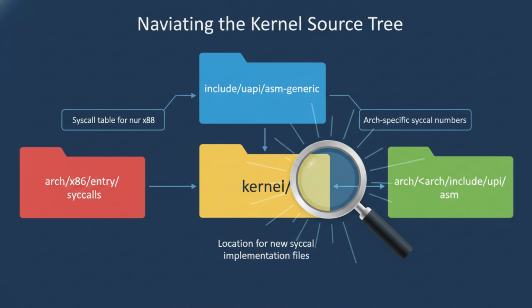The include/uapi/asm-generic directory holds generic system call numbers, while architecture-specific ones are in arch/arc/include/uapi/asm. The actual system call implementations will reside in a new or existing C file, usually within the kernel directory or a new module directory. Becoming familiar with these paths will greatly streamline your development process.